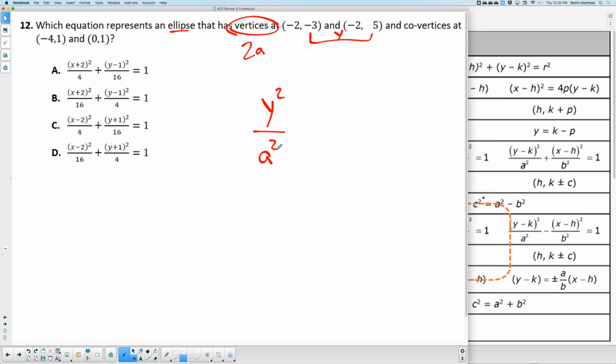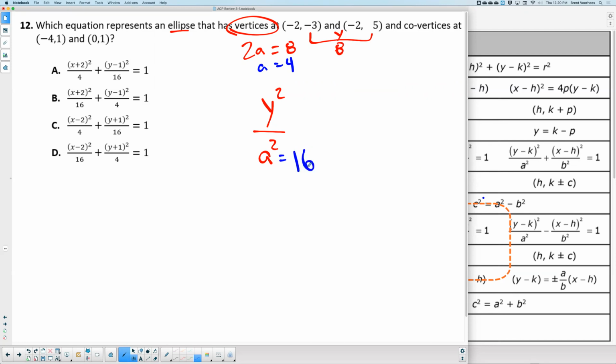So 2a is going to go from -3 to +5. How far apart are those numbers? 8. That's a difference of 8 units. So 2a is 8. What does that mean 1a is? 1a is 4, and so a squared is 16. A squared is 16.